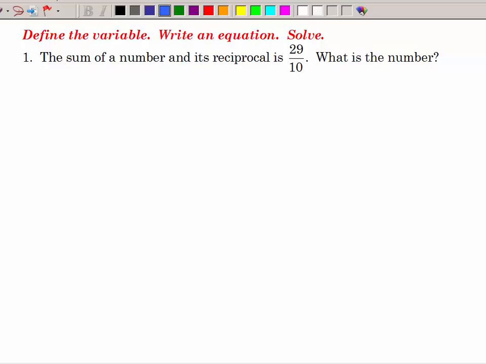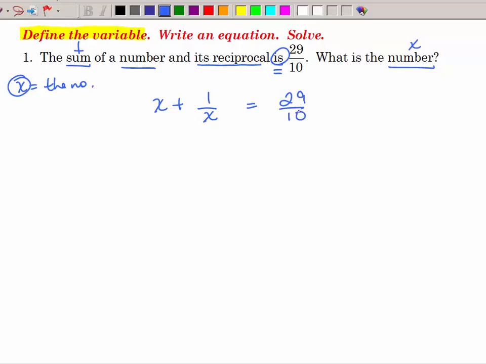What is the number? Well, reading the directions, it says I need to define my variable. So that means I need to say, what does x stand for? Well, pretty easy. x is going to be the number that I'm looking for. And that's all I need to find. Now, what do I need to do with that? The sum means to add the number, so I have x plus its reciprocal. It is x, so its reciprocal is 1 over x. And is means equals 29/10.